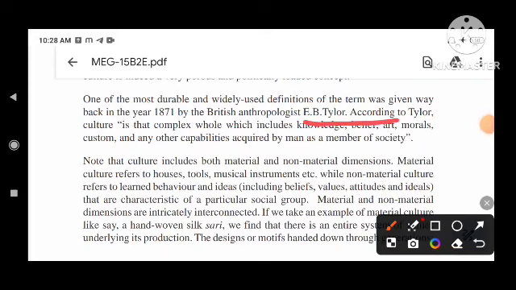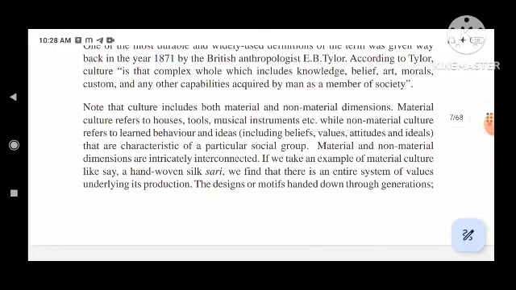According to Taylor, culture is the complex whole which includes knowledge, belief, art, morals, customs and any other capabilities required by man as a member of society. Note that culture includes both material and non-material dimensions. Material culture refers to houses, tools, musical instruments, etc. While non-material culture refers to learned behavior and ideas, including beliefs, values, attitudes, and ideals. These are characteristics of a particular social group.